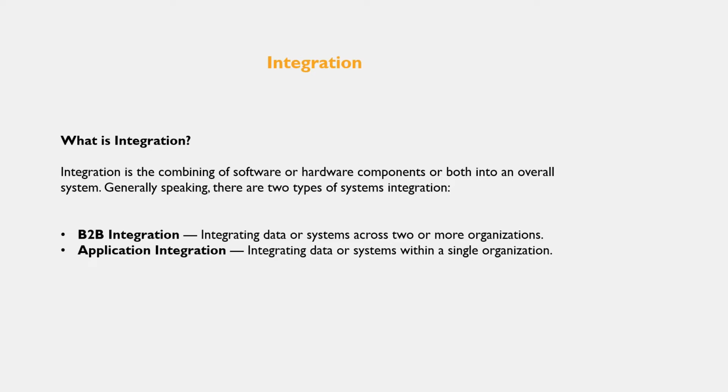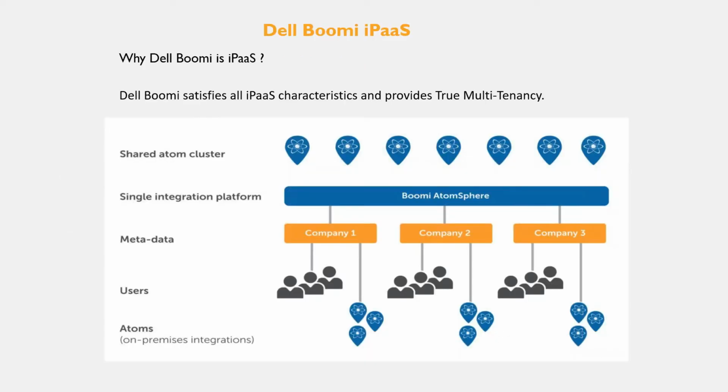Business to business integration is where you are integrating data or systems across two or more organizations. They are called your trading partners, which have a standard format for transferring your data. So that is business to business integration. And application integration is where you are integrating data within a single organization, right?